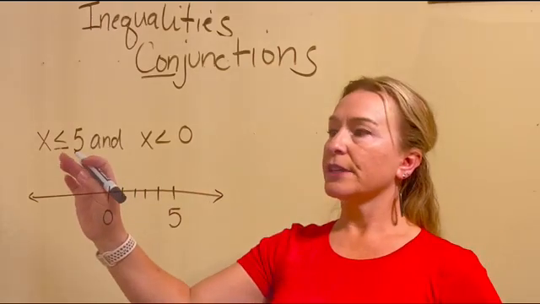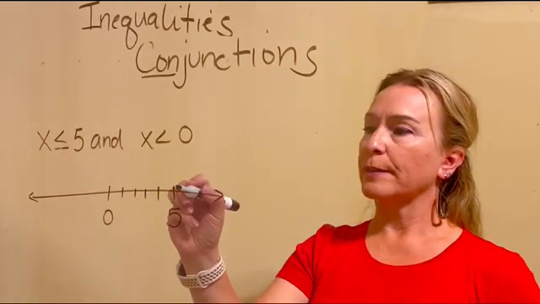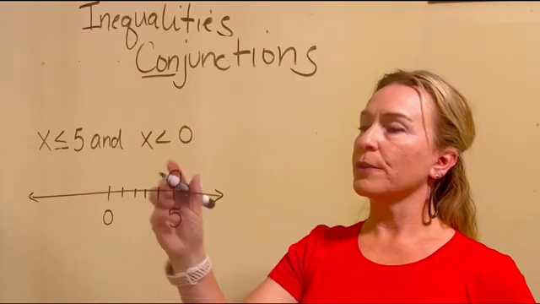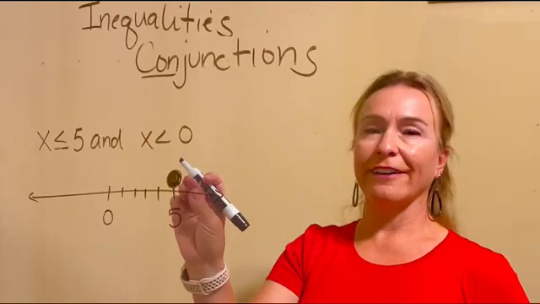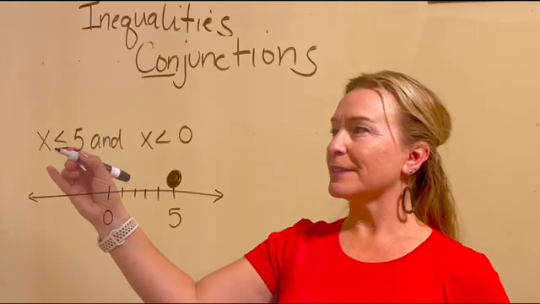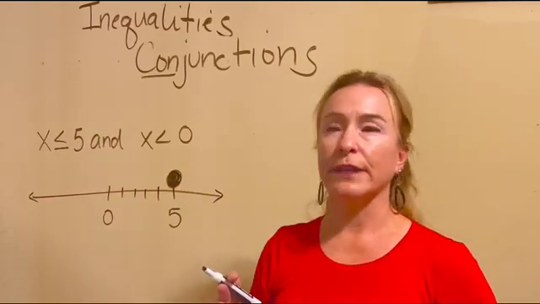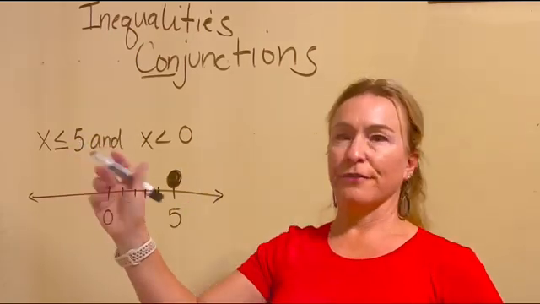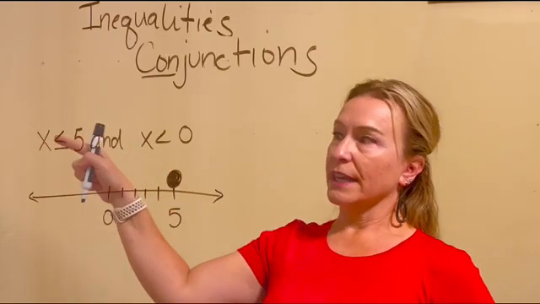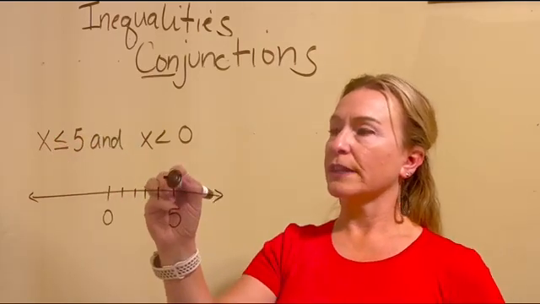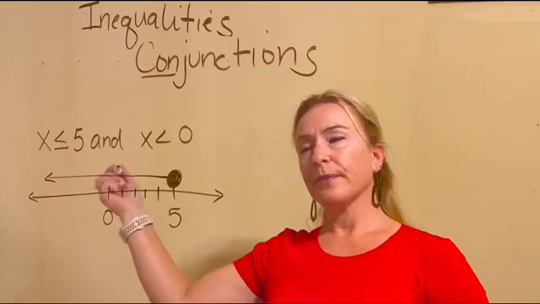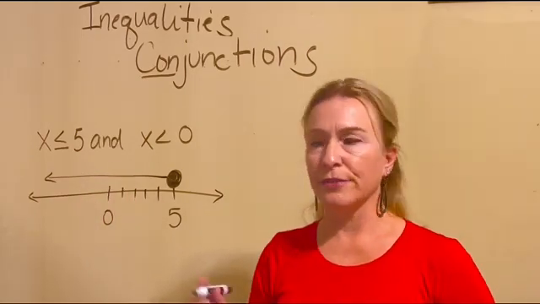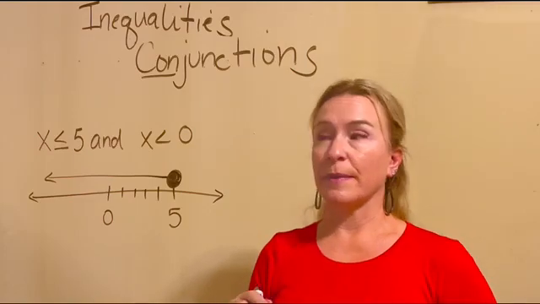X is less than or equal to 5. So I find my 5. Less than or equal to is going to indicate a closed circle. More ink here, which means we fill in the circle. It's included. It's less than 5. The arrow is pointing to the left. Since the X is in the front, we know that's a safe little math hack we can use. So I'm just going to indicate all the values going towards the negative would be included in that statement.